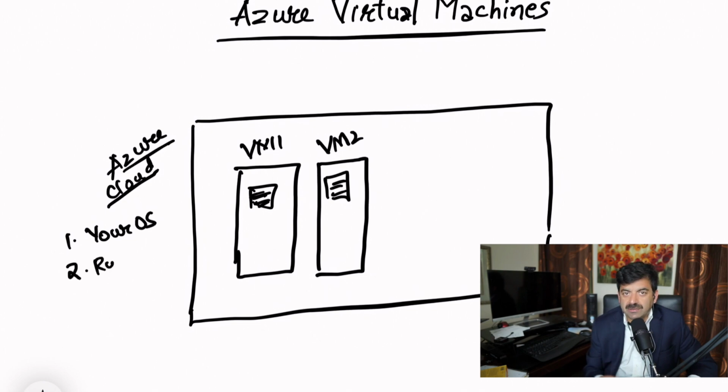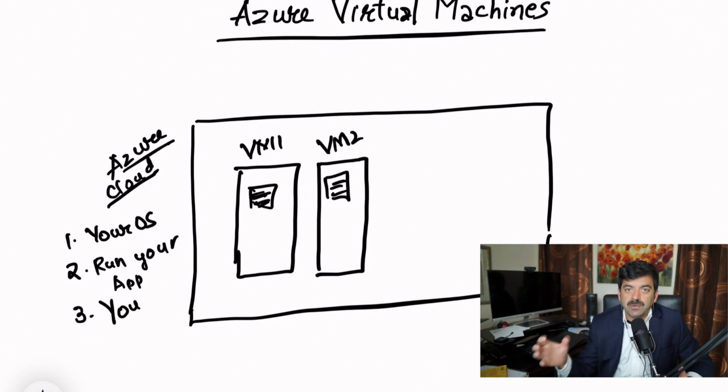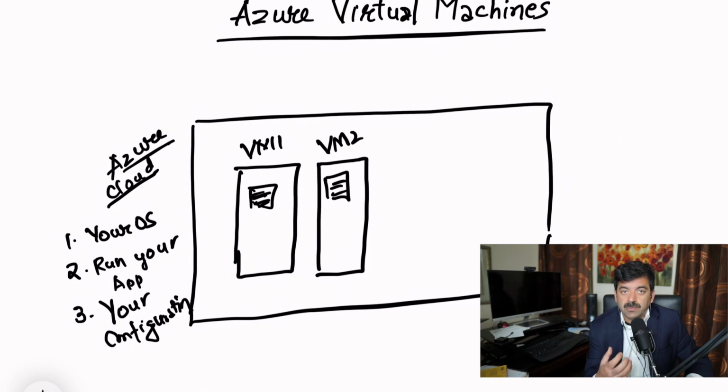We need a virtual machine when we want to have our own operating system. We want to have control over the operating system. We want to run our apps. We want to configure the virtual machine to our needs. We want to have control over the configuration.